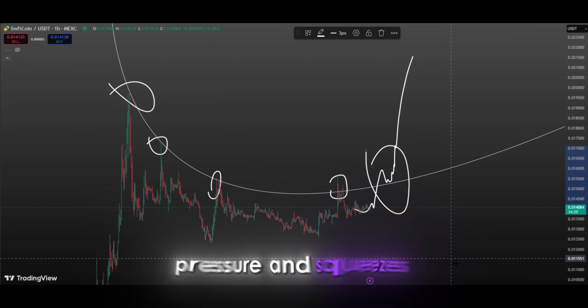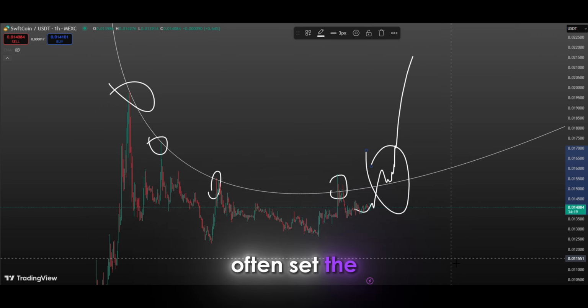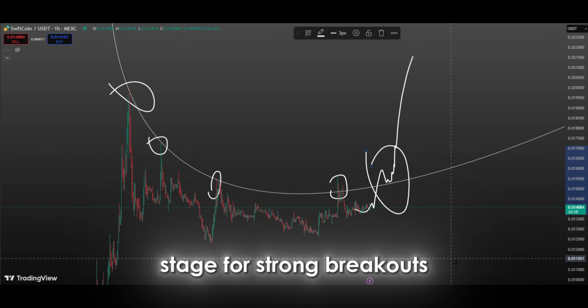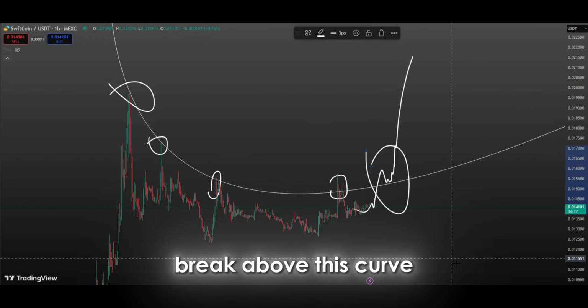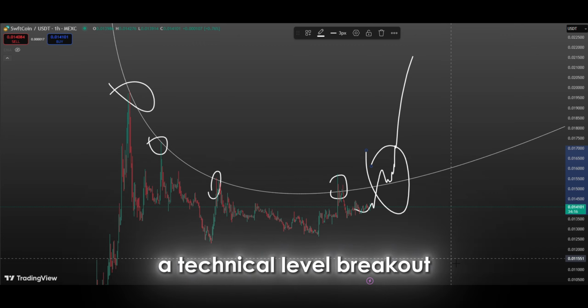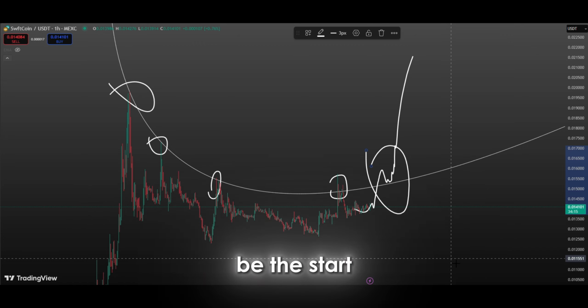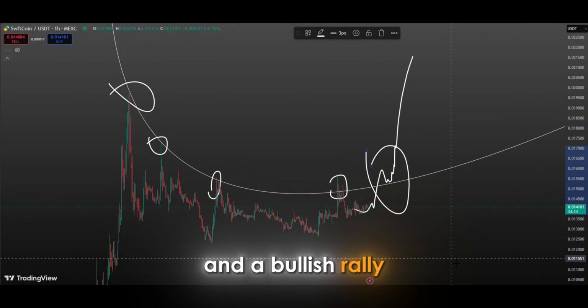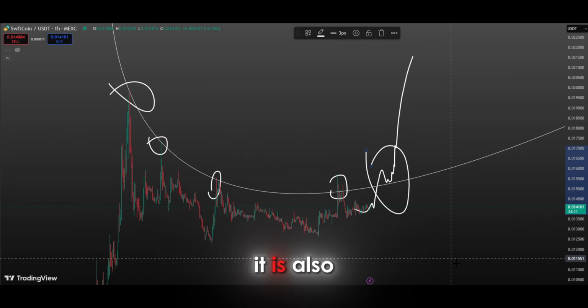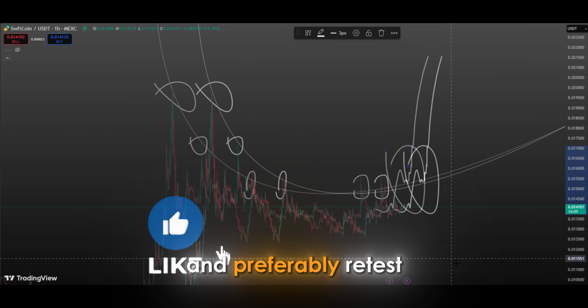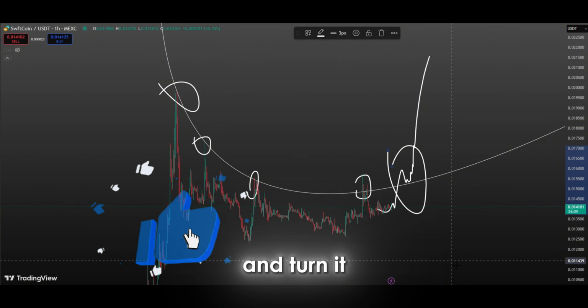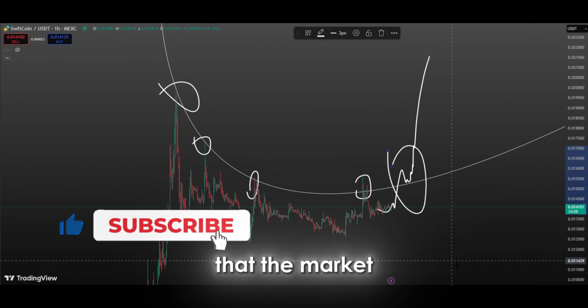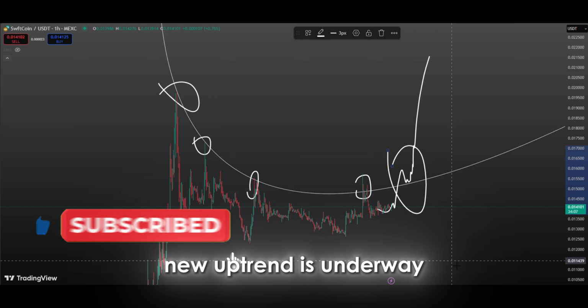Pressure and squeezes, especially on this type of curve, often set the stage for strong breakouts. So if the price manages to break above this curve, it's not just a technical level breakout. It could also be the start of a strong momentum and a bullish rally. To analyze whether this breakout is healthy or not, it's not enough just to break the curve. It is also expected to persist above this curve and preferably retest it and turn it into support. This would confirm that the market is reassuring and that a new uptrend is underway.